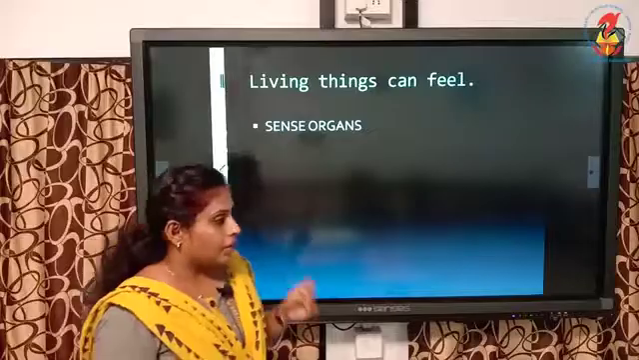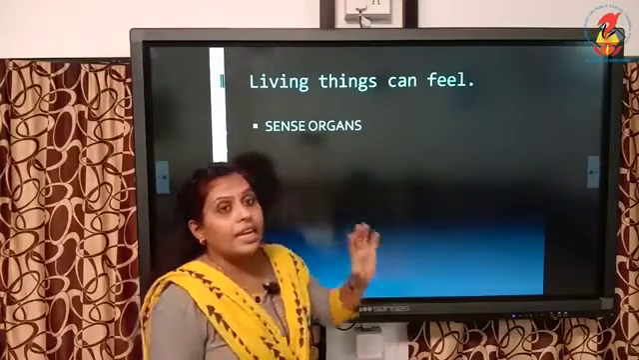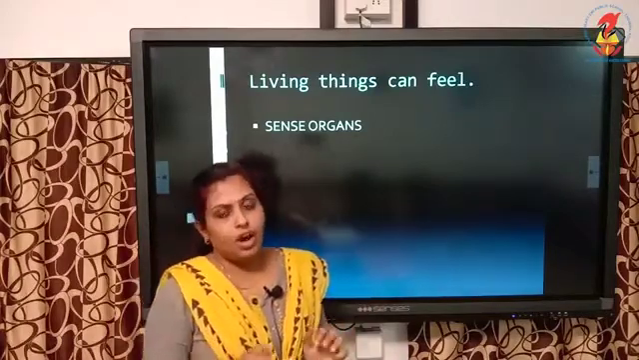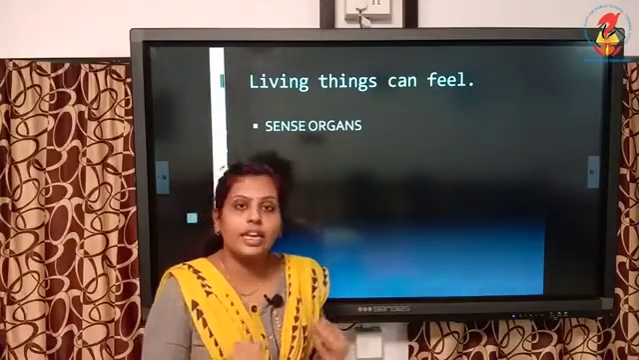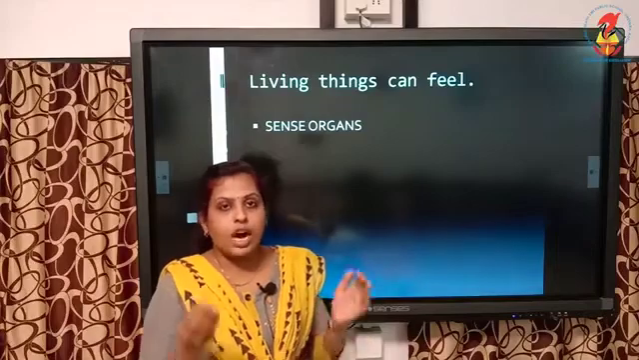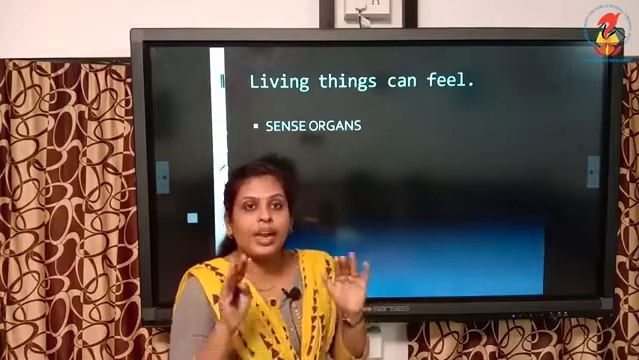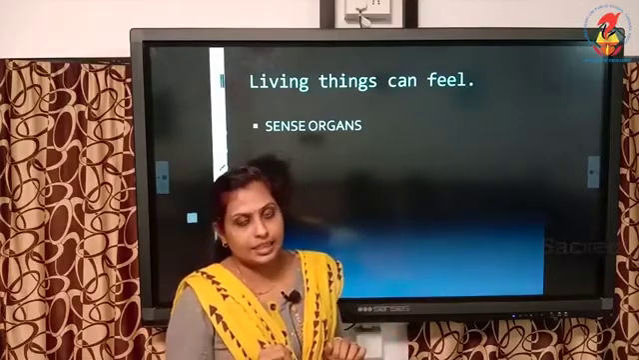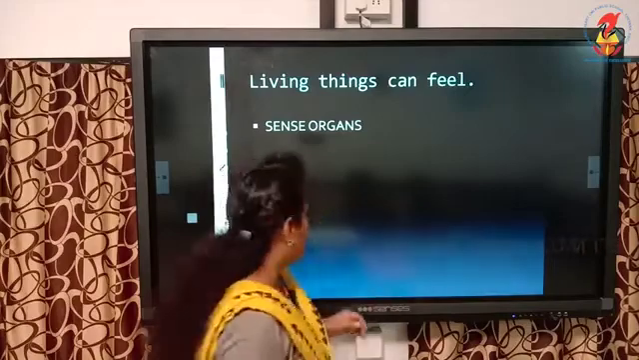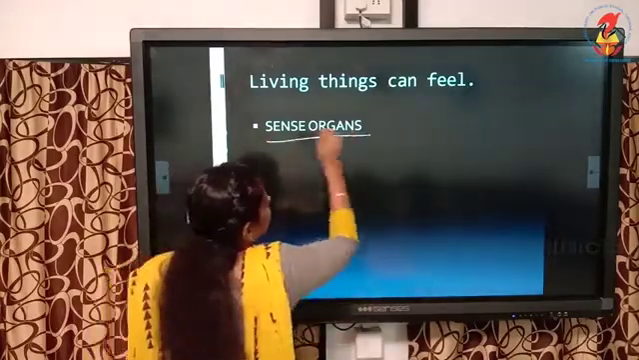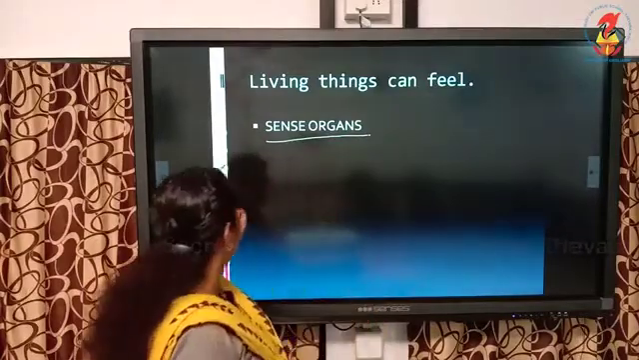Okay. Now the next feature we are going to learn about the living thing is that living things can feel. All the living things have a feeling sensation. They all can feel in different ways. So our body has certain organs which will help us to feel certain things. So we can say that there are sense organs for us. There are 5 sense organs for us. Let's see.